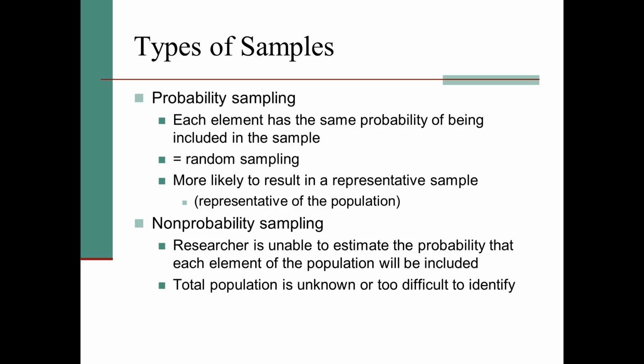Non-probability sampling, to help define that, is when the researcher is unable to estimate the probability that each element of the population will be included. The total population is unknown or too difficult to identify. So, for example, if a researcher wanted to know about women's understanding of the influence of copper on their health, and they went to a grocery store in a town and interviewed everyone that came into the grocery store on a particular day, that would not really be a random sample. It was just whoever got to the grocery store that day.